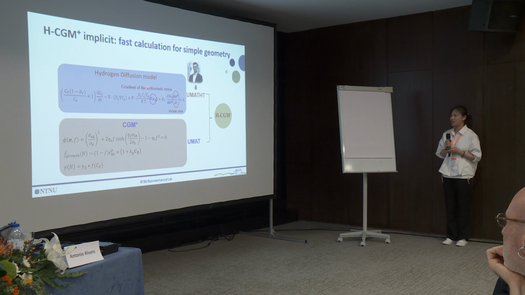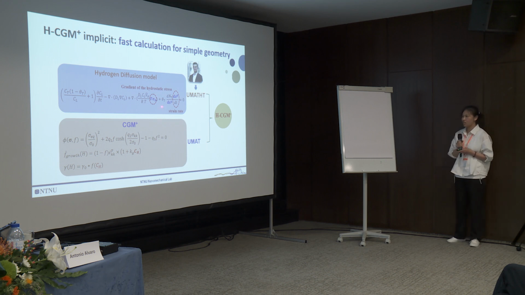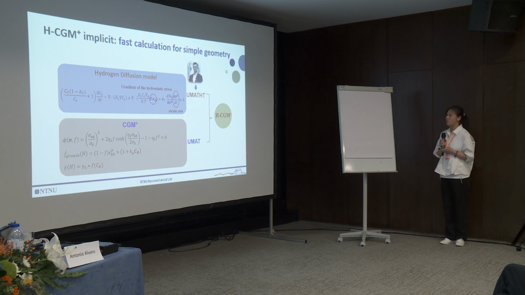the hydrogen diffusion is governed by the gradient of the hydrogen concentration, and is also influenced by the gradient of hydrostatic stress and the strain rate. These two terms, hydrostatic stress gradient and strain rate, we get from the complete Gurson model plus. And the hydrogen concentration we get from the hydrogen diffusion model. So it's a fully coupled model. This algorithm is suitable for simple geometry, and it has good computational efficiency.